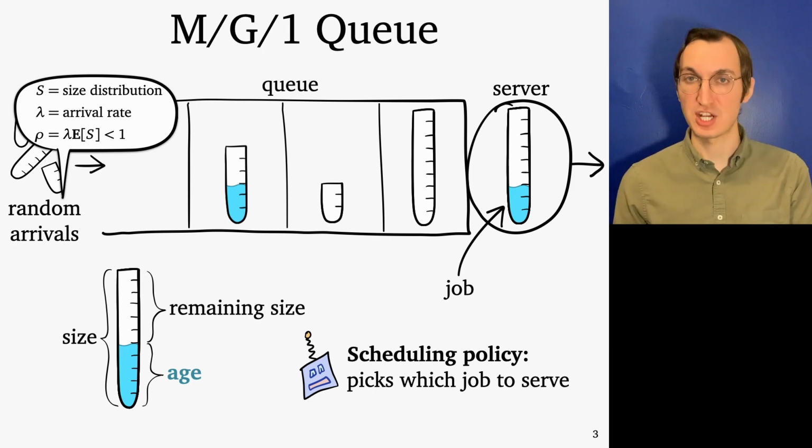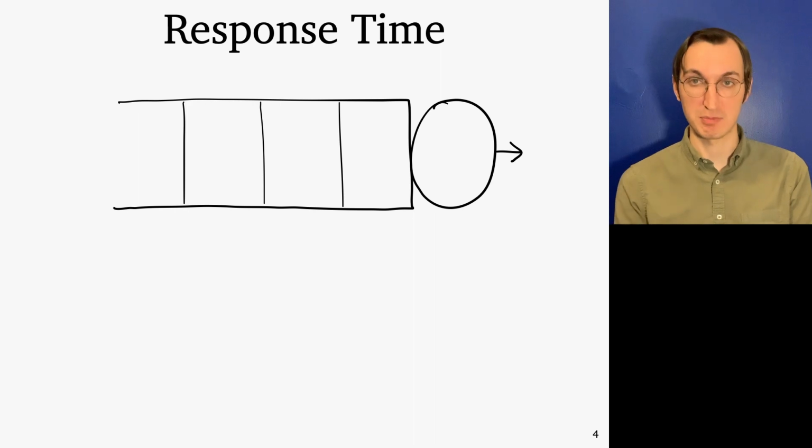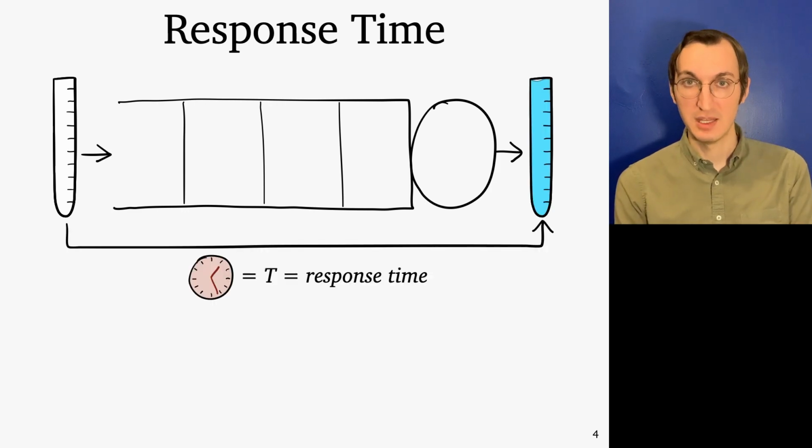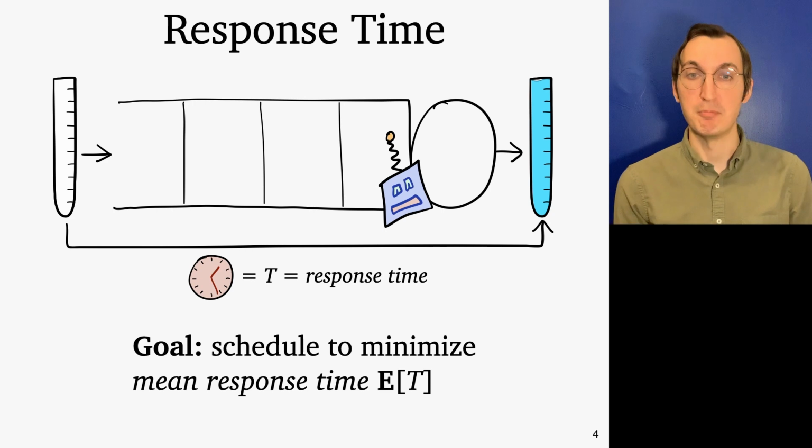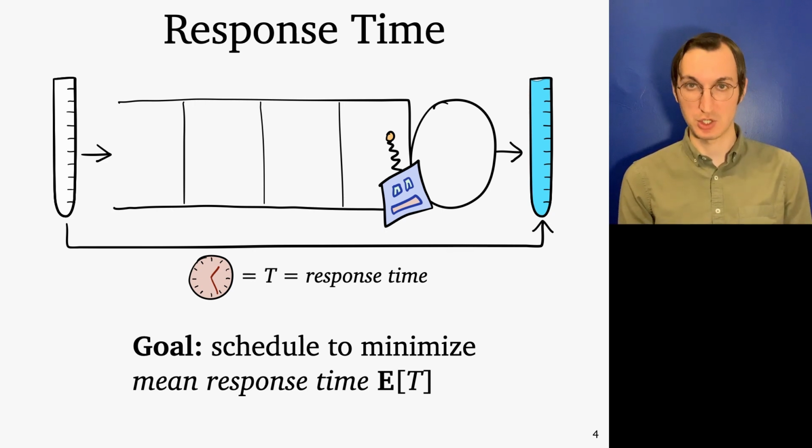Now our scheduling objective is going to be to minimize response time. So a single job's response time is the time from when it first enters the system to when it leaves. And this includes both the time the job spends in service and also the time the job spends waiting in the queue. And because the scheduling policy affects when jobs wait and when jobs are served, response time of jobs is greatly affected by the scheduling policy. Our goal in this talk is going to be to design a scheduling policy that minimizes mean response time. That is the average response time over all jobs.